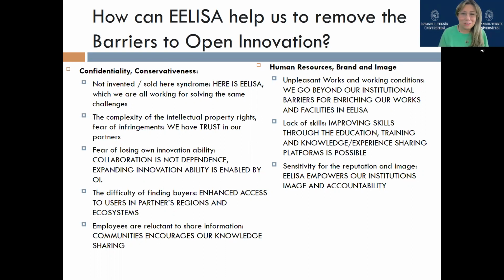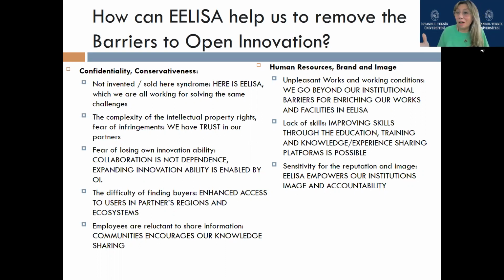We underline the importance of trust. If I lose my innovation ability, collaboration is not dependence. It's just expansion of innovation ability. So we must remove this misunderstanding. Collaboration is not dependence, but vice versa. It's making the others dependent on you on the other hand.